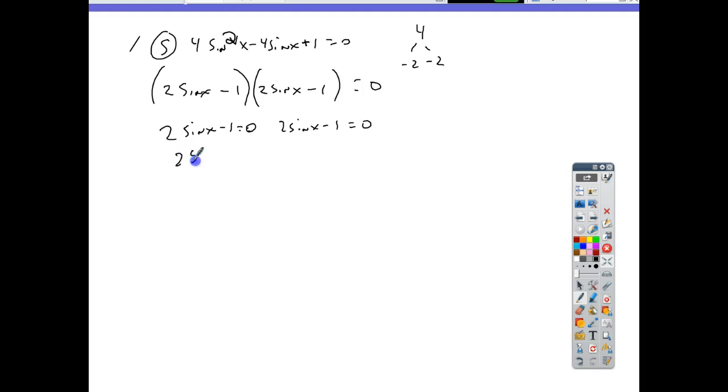Add 1 to both sides. I mean, divide by 2. Divide by 2 because it's multiplied. I said divide in my head. Good call. Okay, where does sine give you 1/2? I remember.